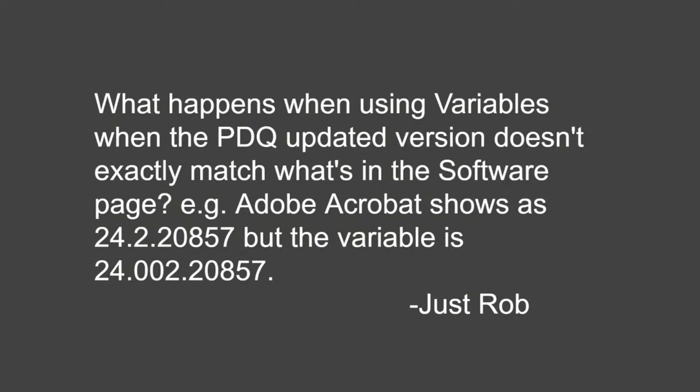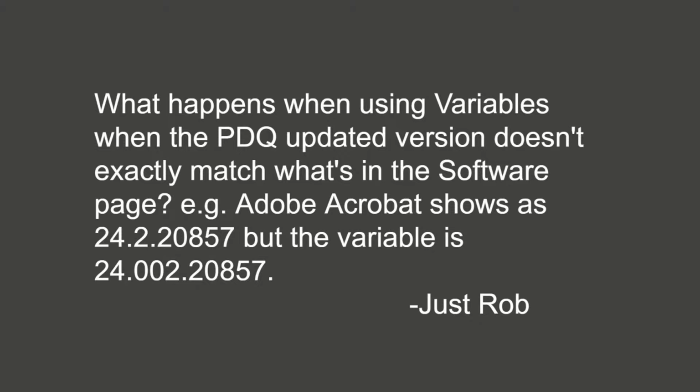Okay. Moving on, what happens when using variables when the PDQ updated version doesn't exactly match what's in the software page? E.g., Adobe Acrobat shows as 24.2 blah blah, but the variable is 24.002 blah blah. Stupid Adobe.